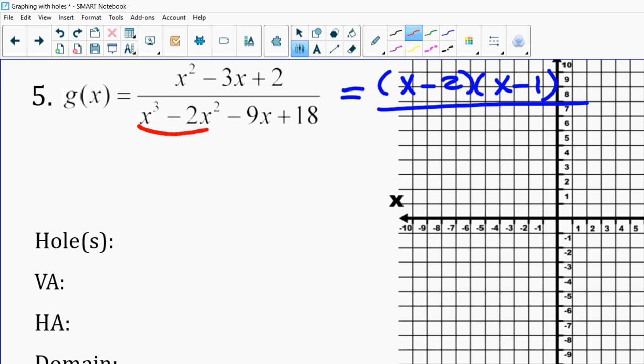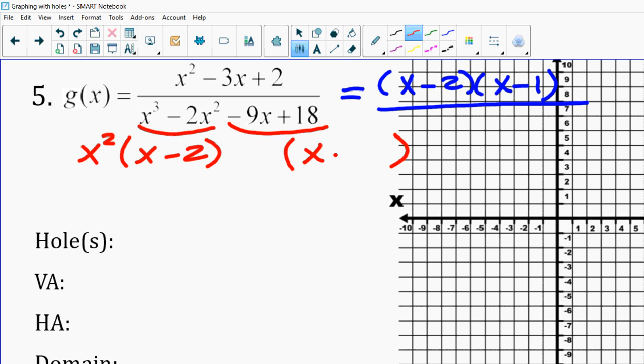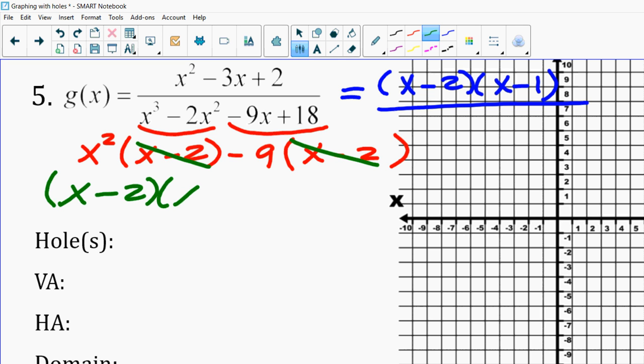Pair them up. Look at that first pair. It has a GCF of what? x squared. So x squared. Now, stop. We need to factor something out of that second pair where we're left with x minus 2. Negative 9. Good. So it's going to be x minus 2, because that's common to both, times x squared minus 9.